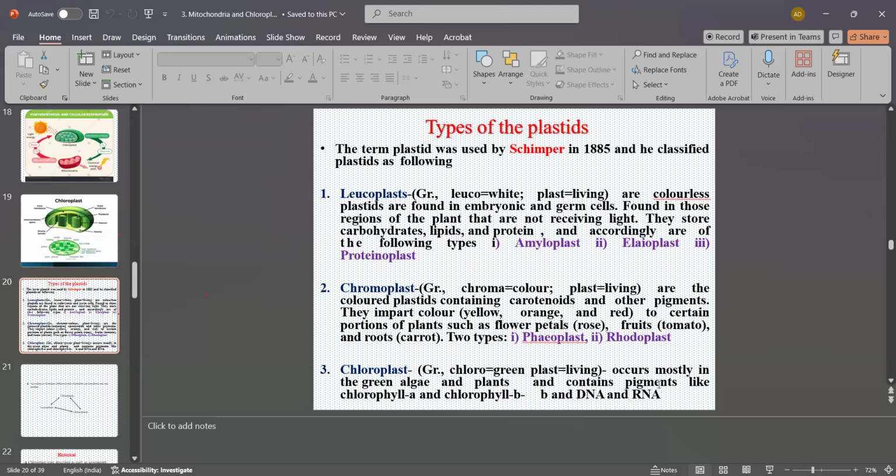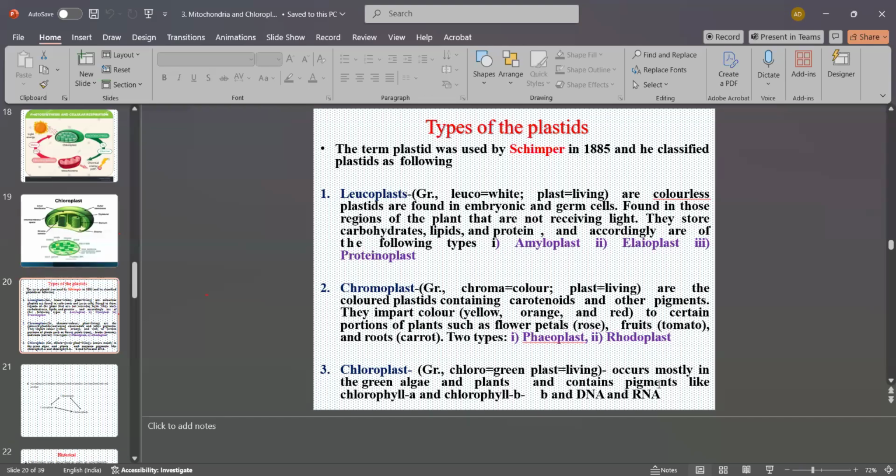The leucoplast is divided into three types: amyloplast, elaioplast, and proteinoplast. The second is chromoplast. Chromo means color, plast means living: colored plastids containing carotenoids and other pigments. They impart yellow, orange, and red colors, with xanthophylls and carotenoids. They are found in parts of the plants such as flower petals, rose color, fruits like tomato, and roots like carrot.